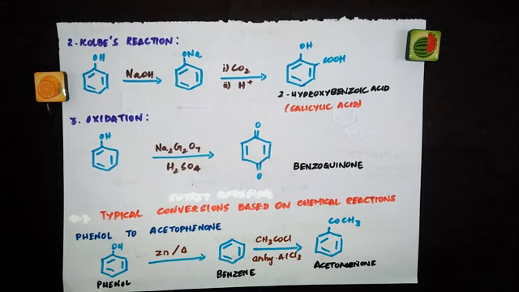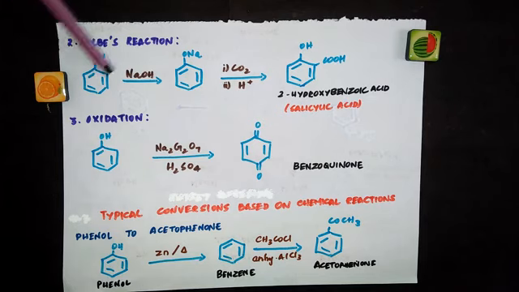The next special reaction of phenol is Kolb's reaction. This reaction is also called Kolb-Schmitt reaction. In this reaction, carbon dioxide gas is passed through sodium phenoxide. We know how to convert phenol to sodium phenoxide, and then carbon dioxide gas is passed, followed by acidification with dilute HCl. Finally, you get salicylic acid. Previously, we have seen salicylaldehyde. Now, this is salicylic acid.